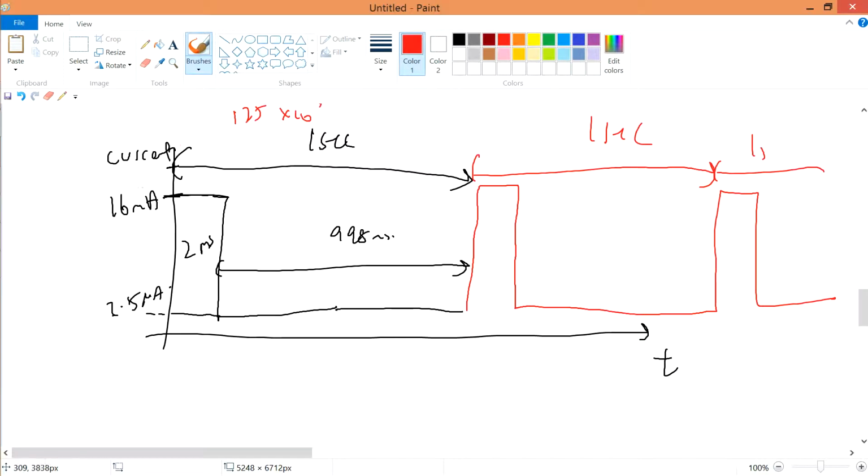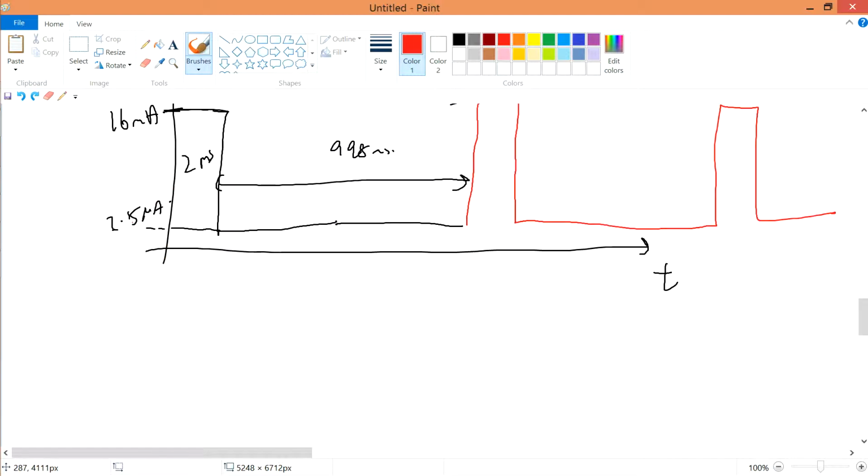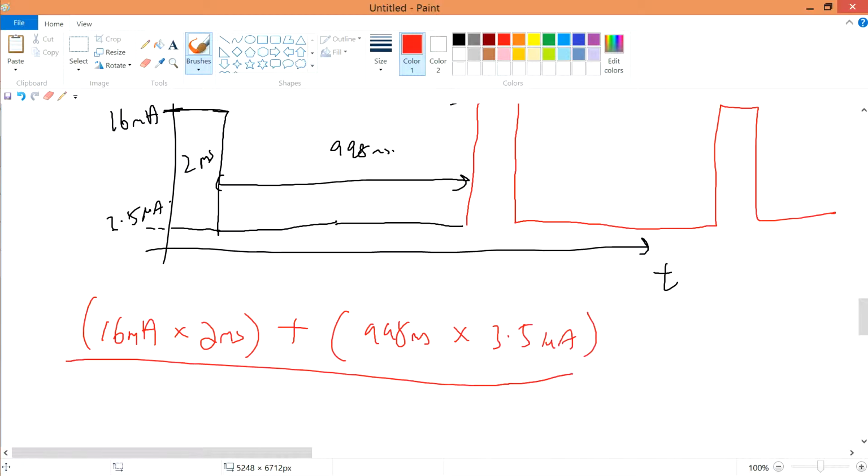Same thing, we're going to calculate again. We take in 16 milliampere times my 2 milliseconds. Then I add it up. So this part over here is my awake, plus my asleep. Asleep I have 998 milliseconds times 3.5 microampere. This whole thing is divided by 1000 milliseconds, or you can say 1 second, because I think we should write everything as 1 second.